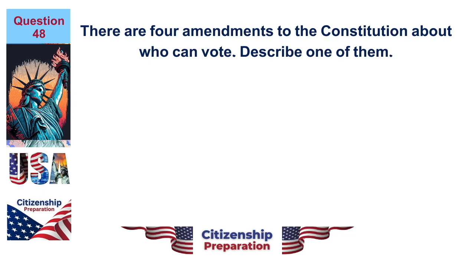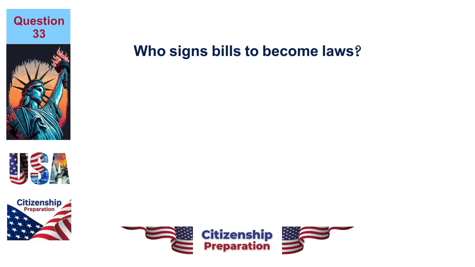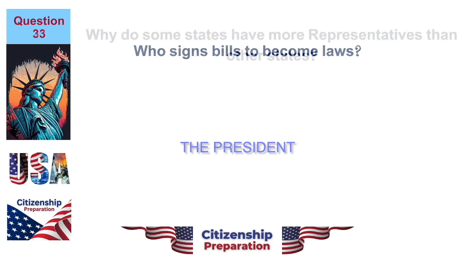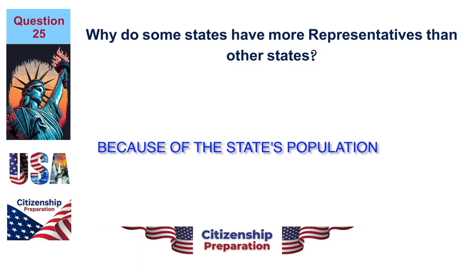There are 4 amendments to the Constitution about who can vote. Describe one of them. Citizens 18 and older can vote. Who signs bills to become laws? The President. Why do some states have more representatives than other states? Because of the state's population.